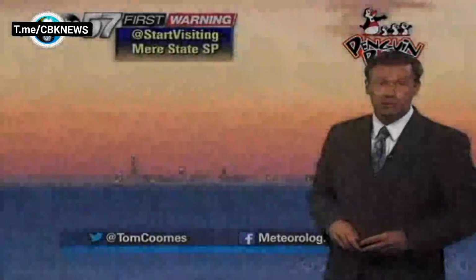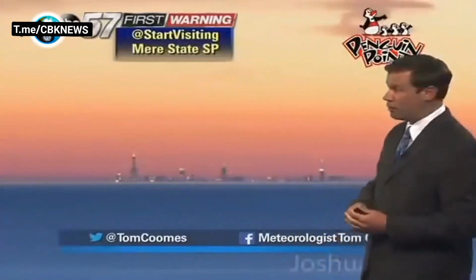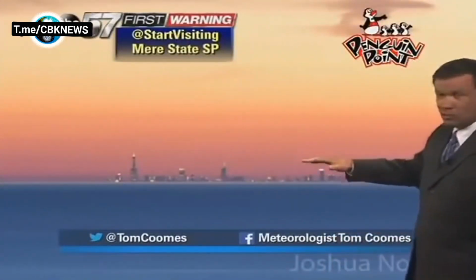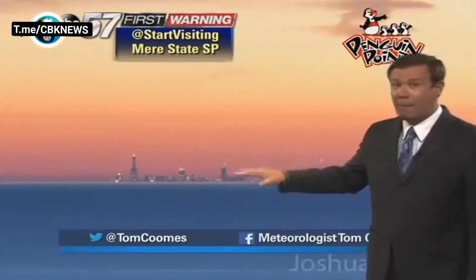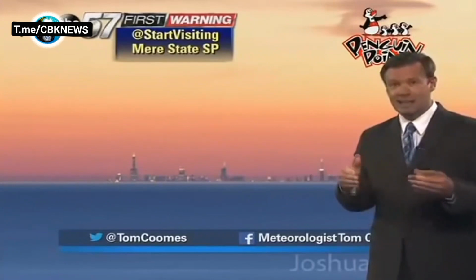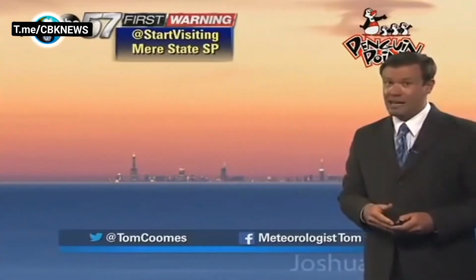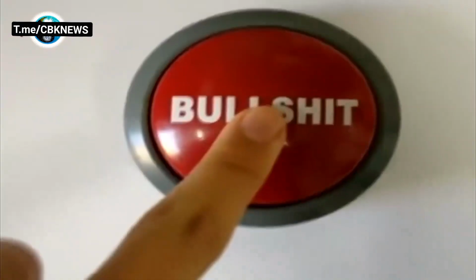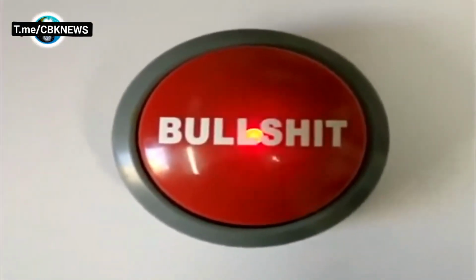I found this photo, Rambler State Park. This is from Joshua Nowicki, and what you're seeing here is a mirage. We typically would not be able to see this from the Lake Michigan shore. We talked about this last night. Conditions are right on the lake that we're actually seeing a mirage of the Chicago skyline. Warning, bullshit alert.